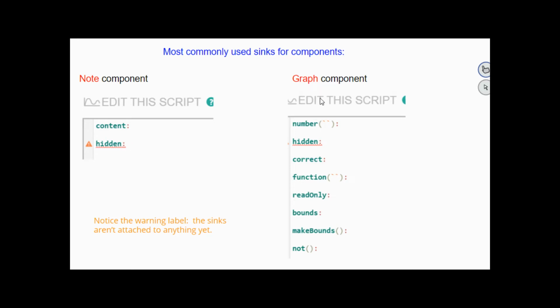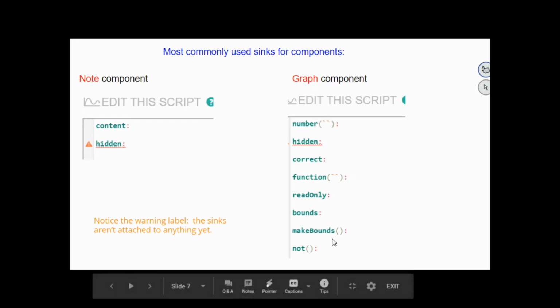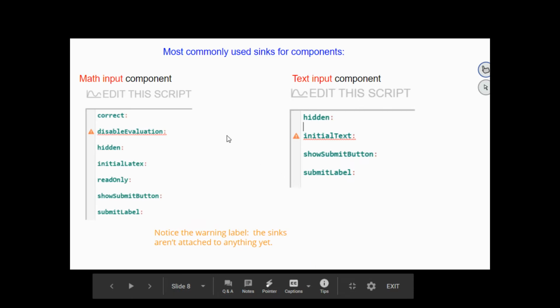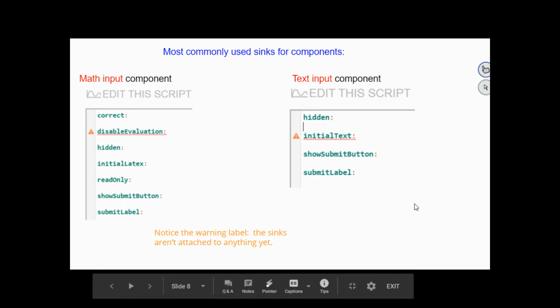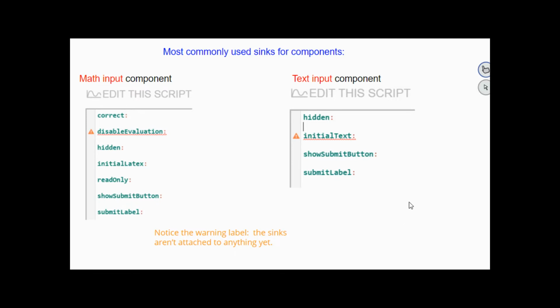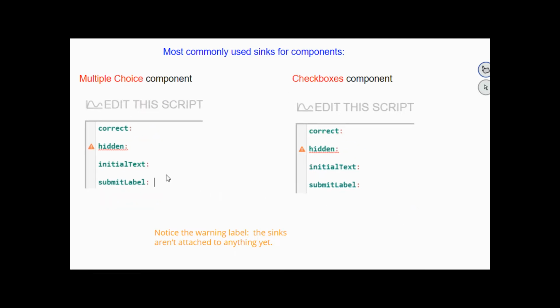When I use a graph component, I have more options available. These are some commonly used syncs that I use with a graph component. When I use math input components, I have different syncs available here. And when I use text input components, again, we have different options available there. Again, some of these have warning signs because I haven't attached these to anything. I'm just showing you some common syncs that I use.